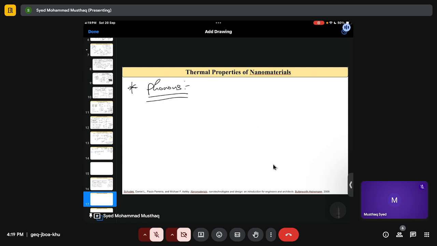What are phonons? Phonons are quasi-particles. So phonons are quasi-particles, a collection of vibrating atoms. Okay, so again I will explain that.